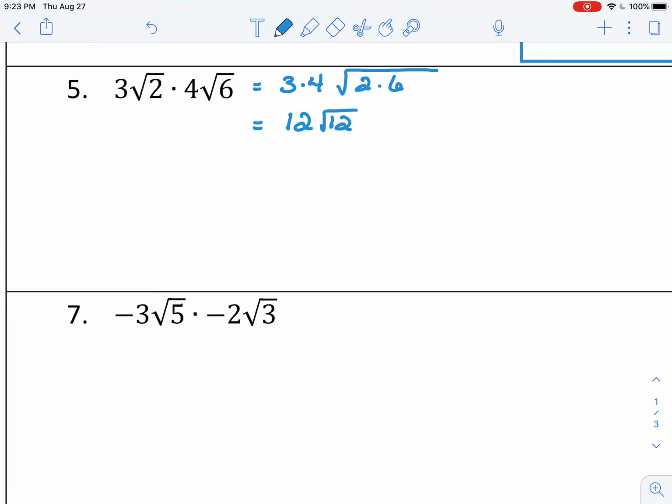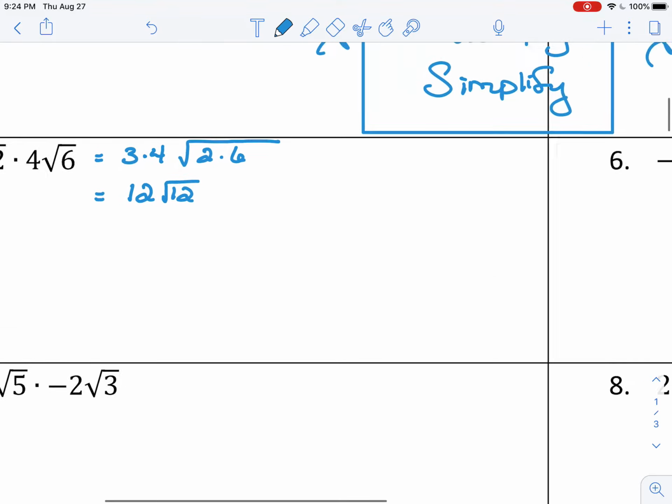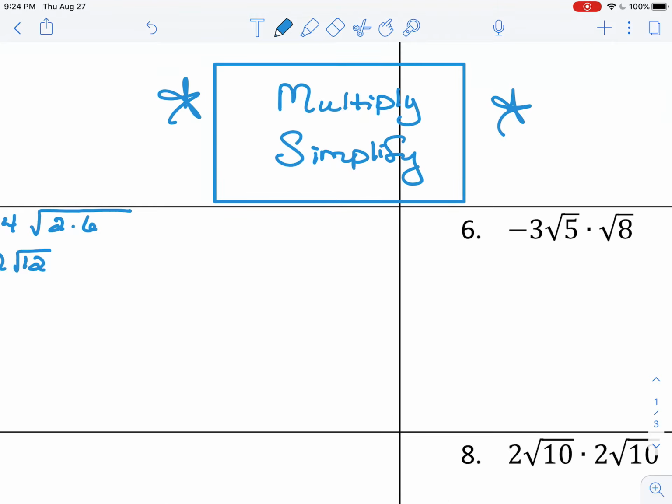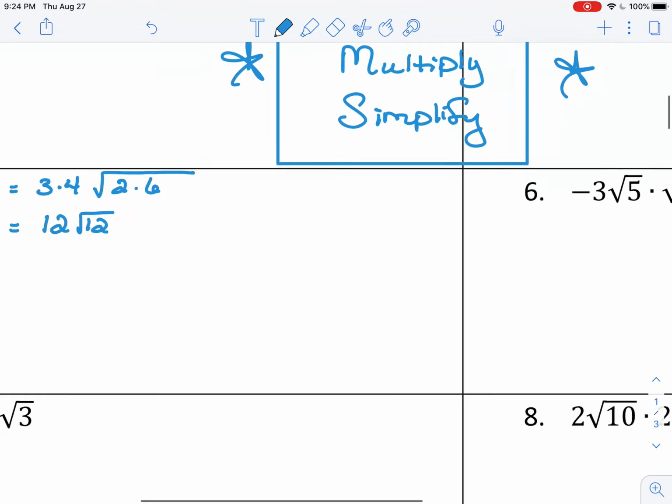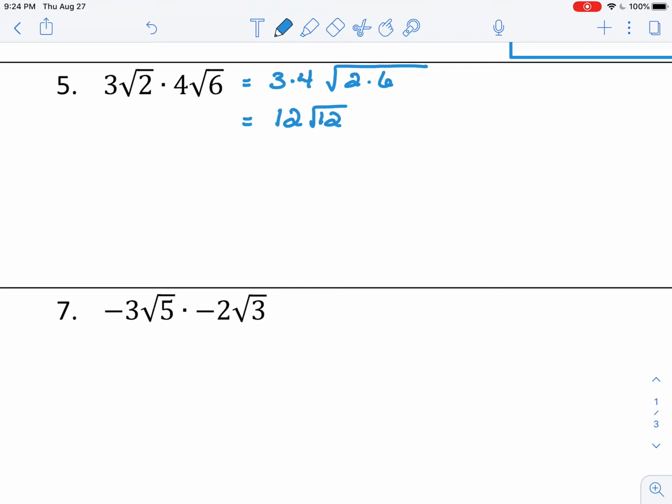I multiplied the numbers outside. I'm multiplying the numbers inside. So I have this new radical expression. It's a lot more condensed. It looks better. But yes, I've multiplied. I have not checked to see if I'm simplified. So that's what I'm going to do.